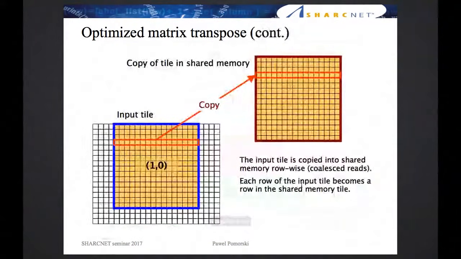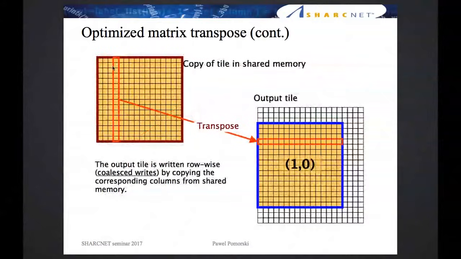So this is the pictorial representation of what we are doing here. We copy the data into the shared memory. A warp operates on the row, and it copies to the shared memory. So all the access of the memory is sequential here, which is the optimal access.